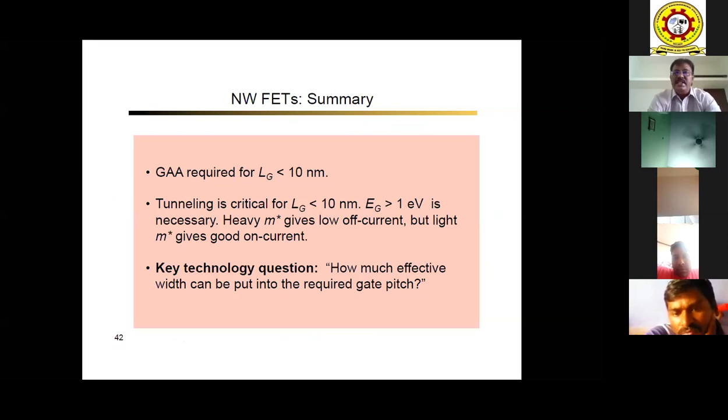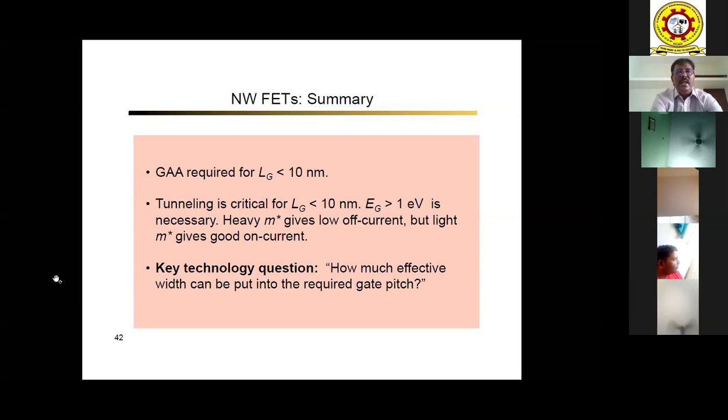As I said, in nanowire FET, GAA, gate all around, is required in order to control the movement of the carriers, because it's almost a near ballistic movement of the carriers from one end to another end, like your water tube, where water is flowing from one end to another end. So electrons are moving in a near ballistic movement. To control that movement, you must have a thoroughly controlled gate wrapped throughout the tube. How much effective width can be put into the required gate pitch? These are all the considerations when you are looking into this area, okay?